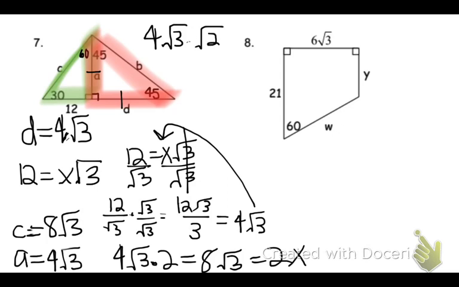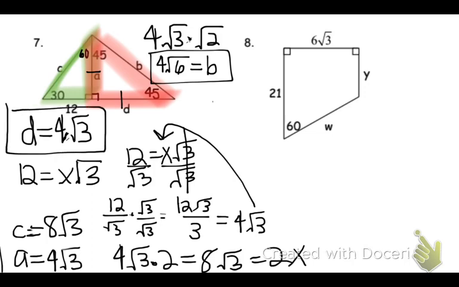Well, look, now I have 2 terms that have radicals. So remember, you can always multiply things that have radicals together. So I can multiply 4 root 3 and 2. So 4, and then we get 3 times 2 is 6. 4 root 6 is the hypotenuse of our 45, 45, 90 triangle, so it is b. So b was that, d was this, and then c and a were that.